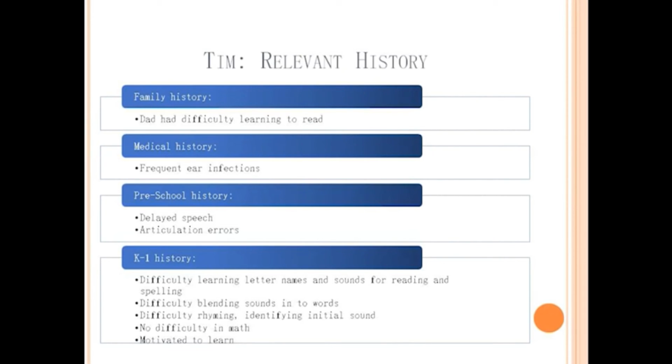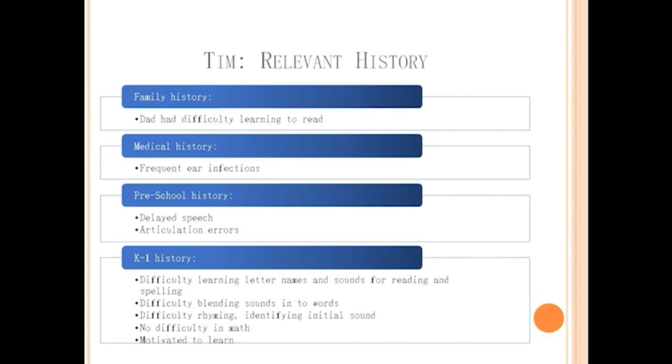Looking at Tim's preschool history, we see that Tim had speech and language services in preschool years for his delayed speech and articulation errors. Looking at school history, K1. When he got to kindergarten, Tim had difficulty learning letter names and sounds for reading and spelling. He had difficulty blending sounds into words. He had difficulty rhyming and identifying initial sounds of words. He didn't have any difficulty with math.